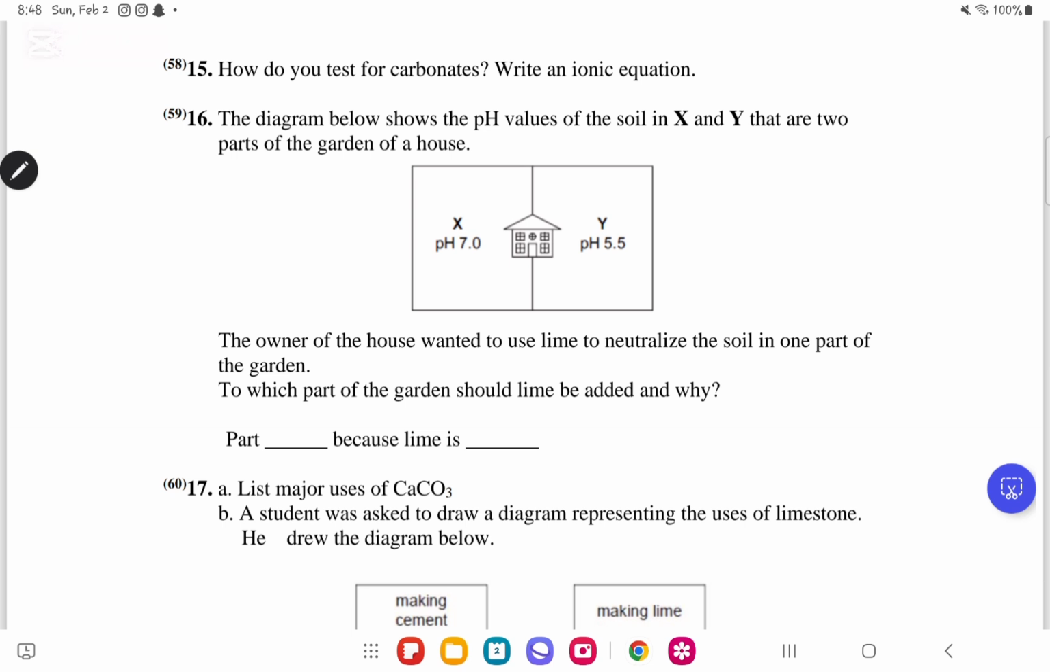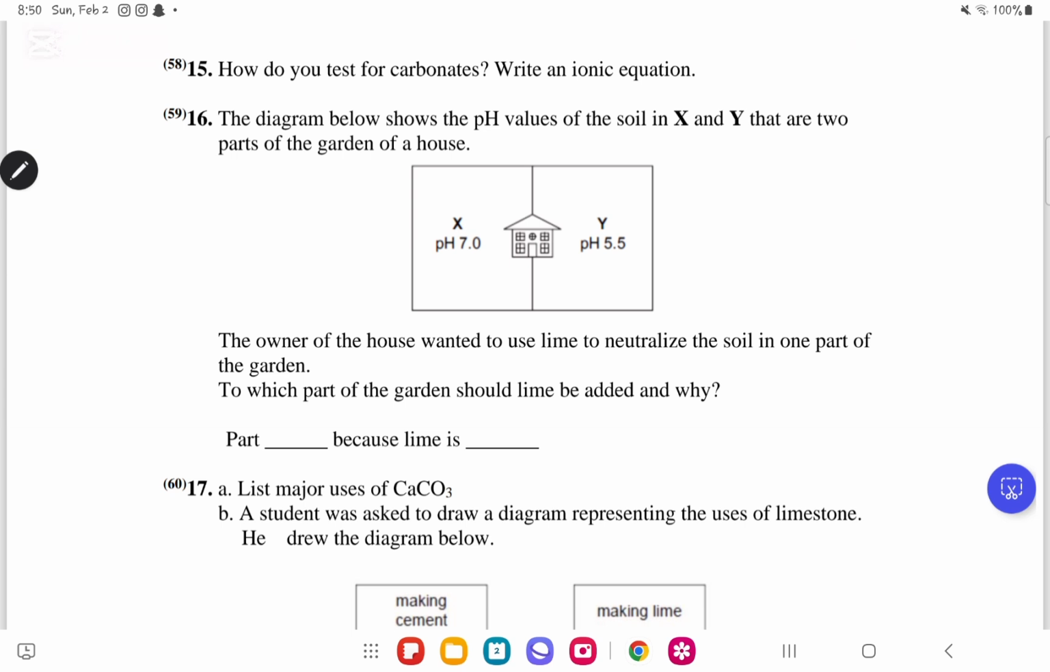Now, question number 15. How do you test for carbonates? Very simply, you need to add a few millimeters of dilute hydrochloric acid. Okay, we already discussed this. Why did I repeat it? My bad. Okay. So we move on to question number 16.